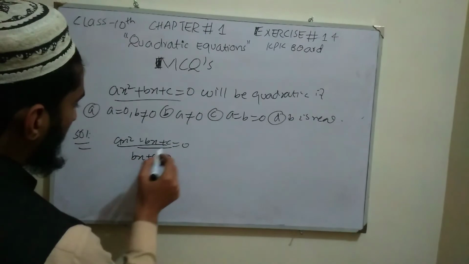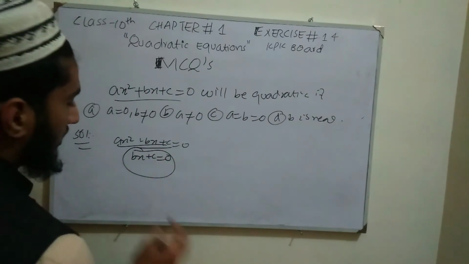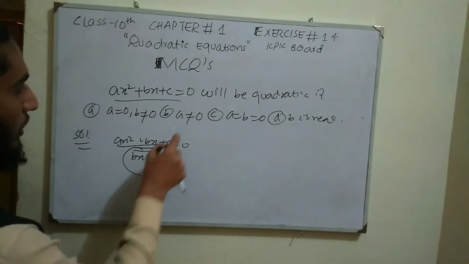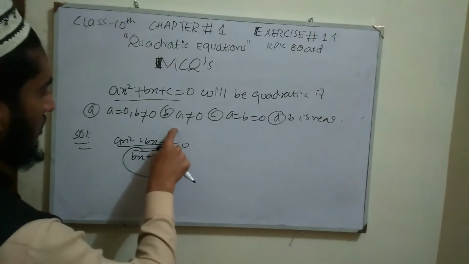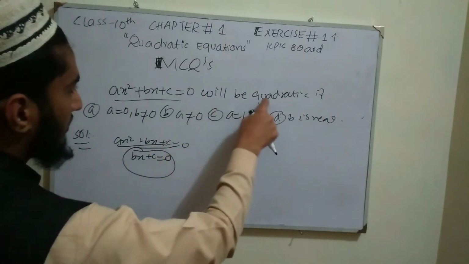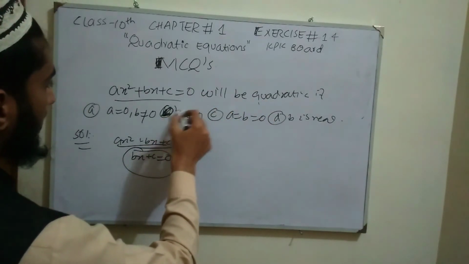So this quadratic equation is now reduced to the linear equation. It no longer becomes a quadratic equation. So if we put a is equal to 0, the quadratic equation will reduce to the linear equation. If a is not equal to 0, it will be a quadratic. So the correct option is option B.